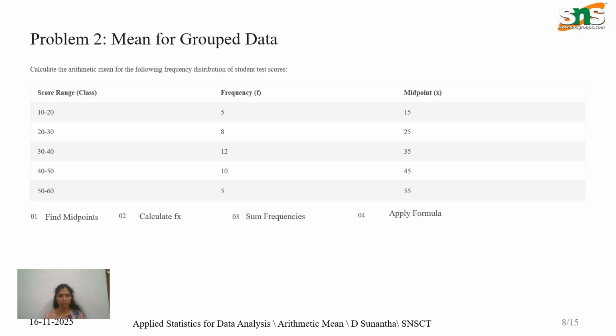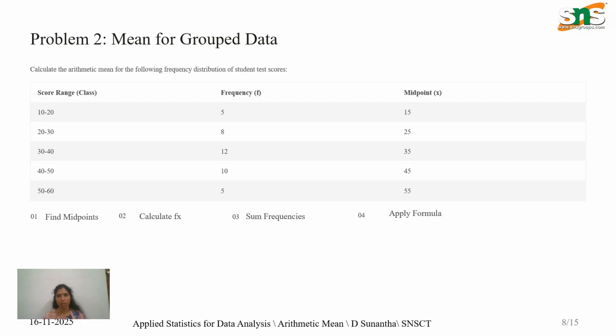So now let us see a grouped data. So here the scores of the classes are given in the range, which is grouped into intervals from 10 to 20, 20 to 30, 30 to 40, 40 to 50, 50 to 60. And the corresponding frequencies are given as 5, 8, 12, 10, 5.